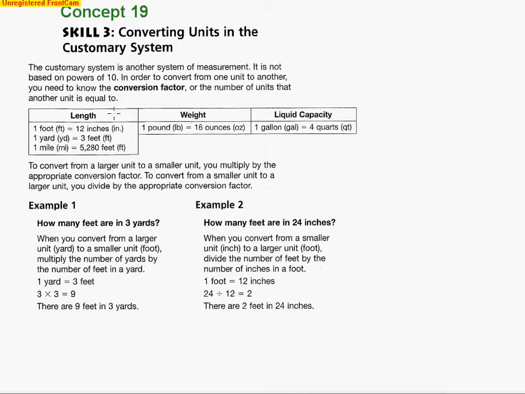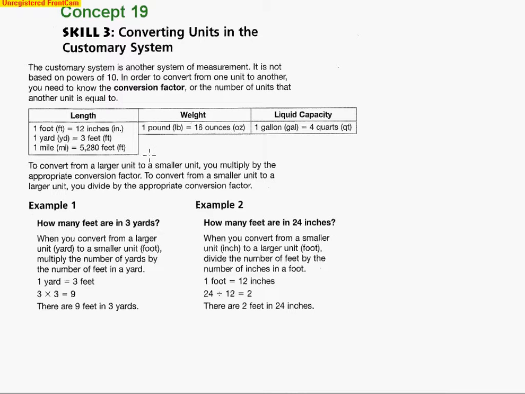So we have different units for length, weight, and capacity. So length, we have the foot, but we also have inches, we have yards, and we have miles that we're going to be dealing with. And in weight, we deal in either pounds or ounces. Capacity, there's lots of them, but the main ones that we're going to be looking at here are gallons and quarts. But we also have cups and pints and so on, and ounces as well.